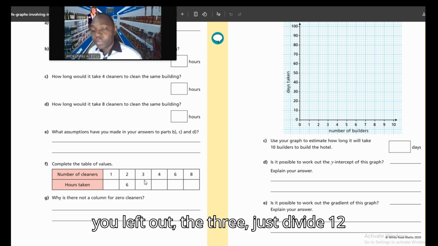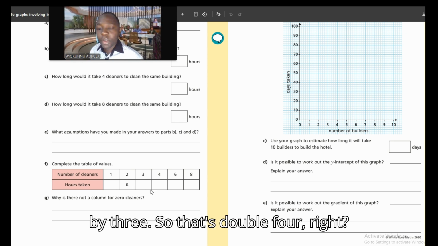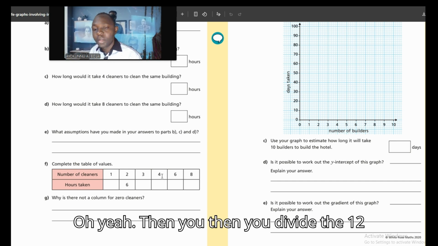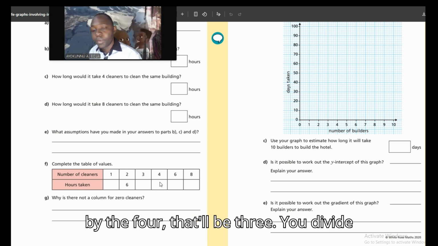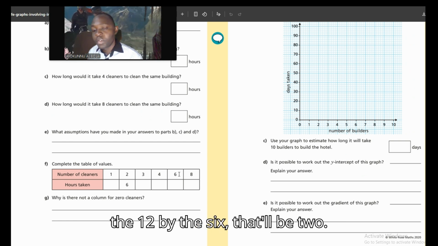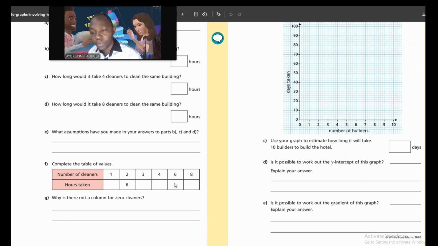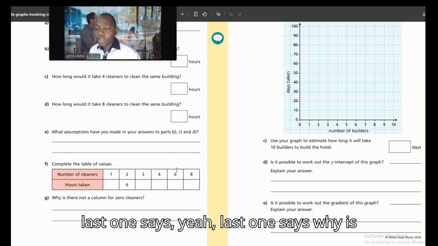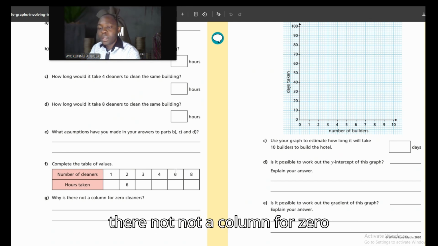So the one you left out, the three, just divide 12 by three. So that'll be four, right? Oh, yeah, I see. Then you divide the 12 by the four, that'll be three. So divide the 12 by the six, that'll be two. I see.